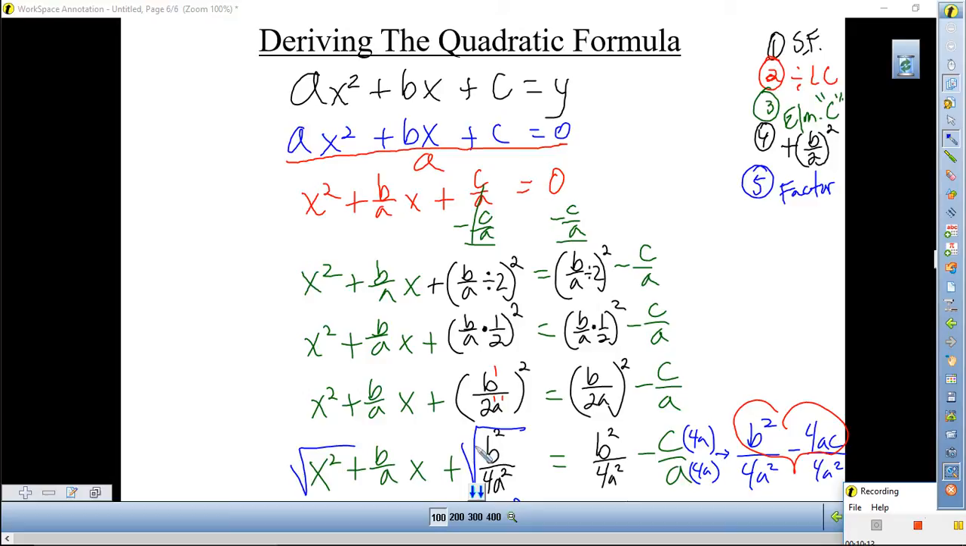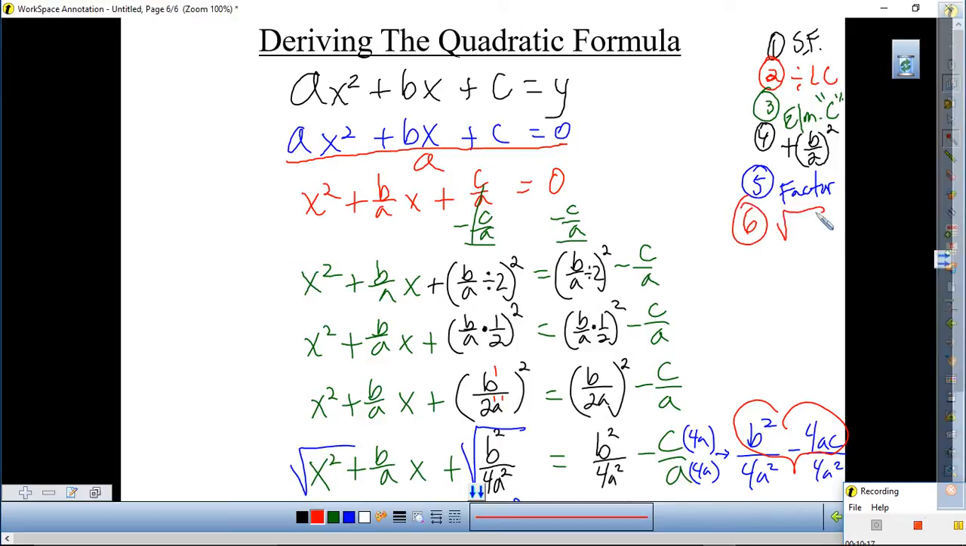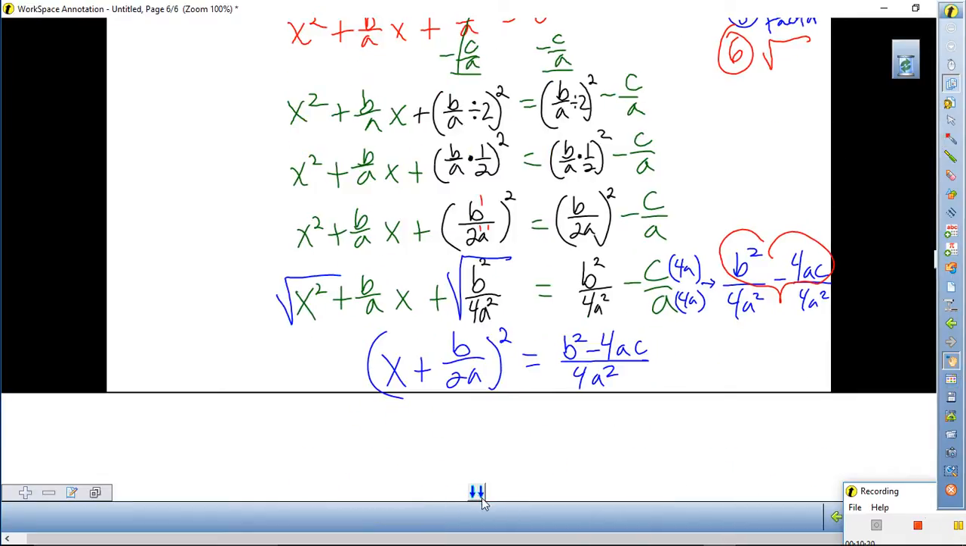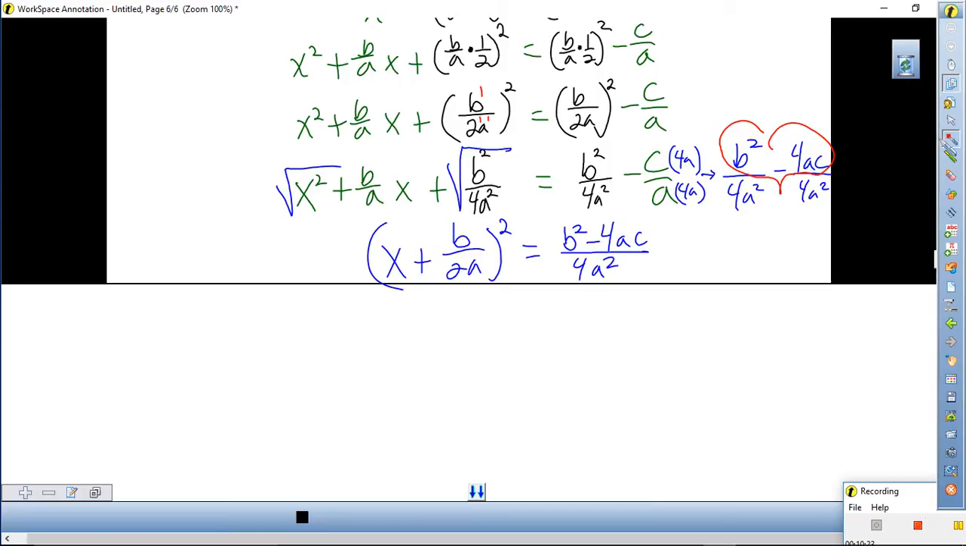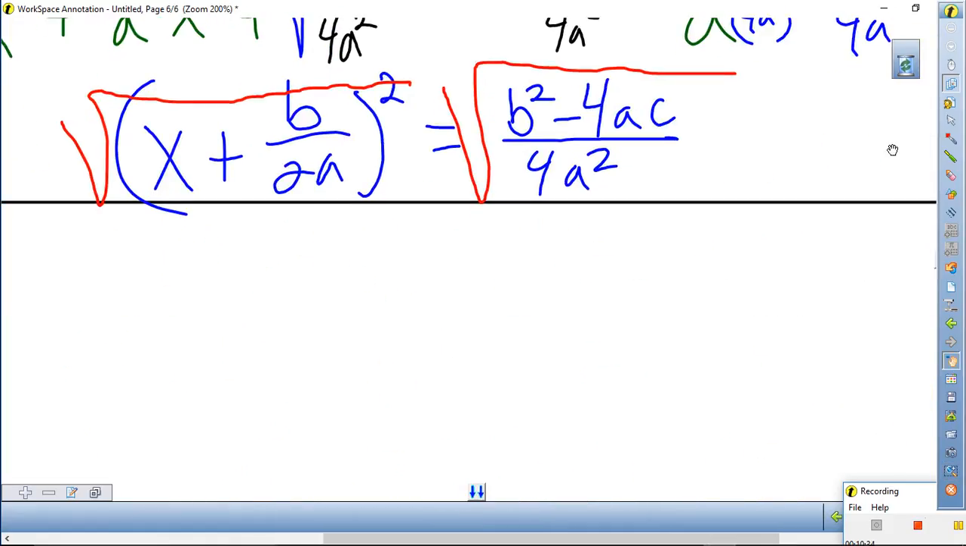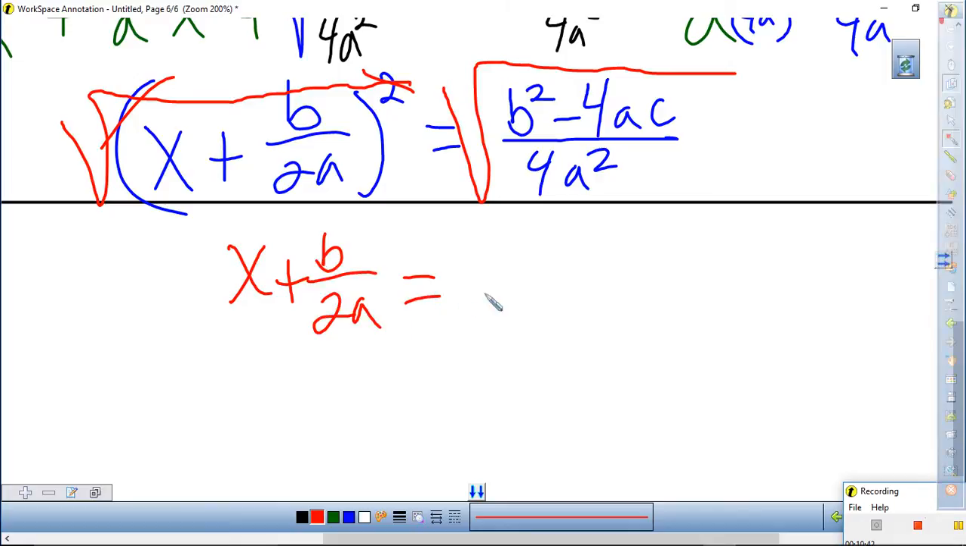So now we're on our last step, step number 6. We need to take the square root first. Let's see if we're there already. Are we there? Yeah. So why do I take the square root? Because I need to cancel this squared. Square root, square root. Now let me zoom in so that we can see a little bit up close. This cancels this, so we're left with what? x plus b over 2a equals.